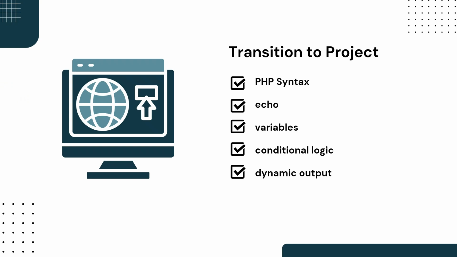Now, so far, we've tested PHP in a simple standalone file. This allowed us to focus on the PHP syntax, the echo, the variables, the conditional logic, the dynamic output. But in a real project, we usually don't create an entire site made of tiny test files. Instead, we use these skills inside of our actual website. So now that we know how PHP works, let's implement what we've learned directly inside of our Bootstrap nonprofit homepage.